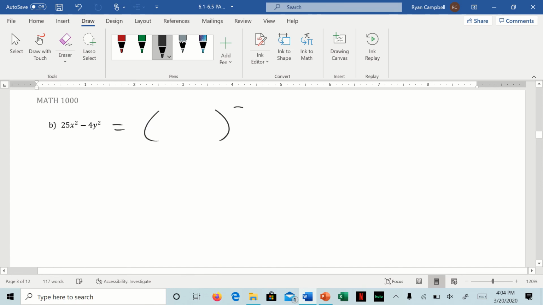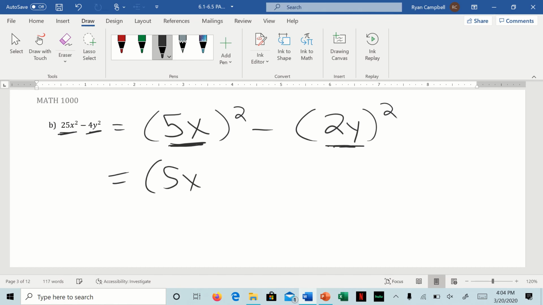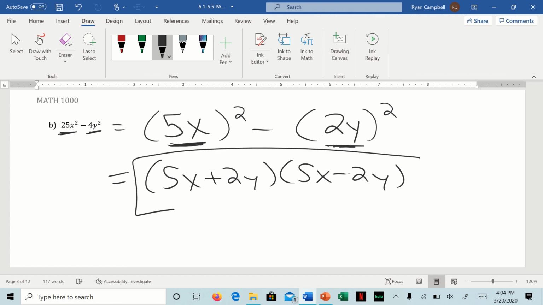All right, let's look at this one. So what squared minus what squared? 25x squared. So hopefully we would see that is 5x. 5x is what's being squared there. And then we get 4y squared. So that would be 2y. Square the 2, get 4. Square the y, get y squared. So using our two terms, that's 5x plus 2y, 5x minus 2y. And again, you can do all these problems the long way. It's going to take you a lot longer.